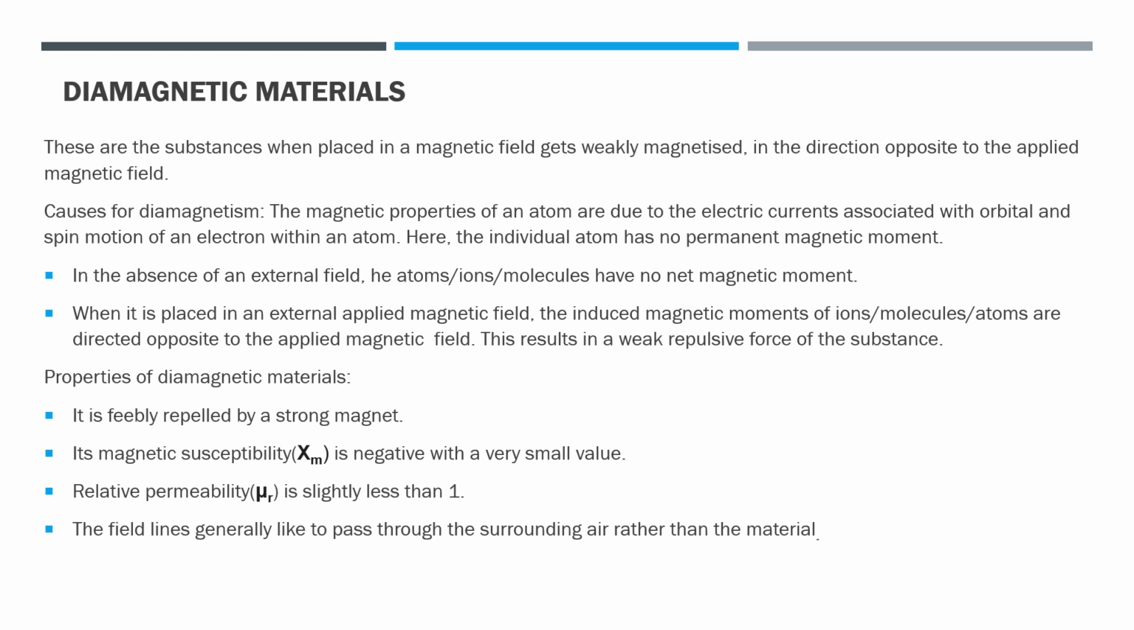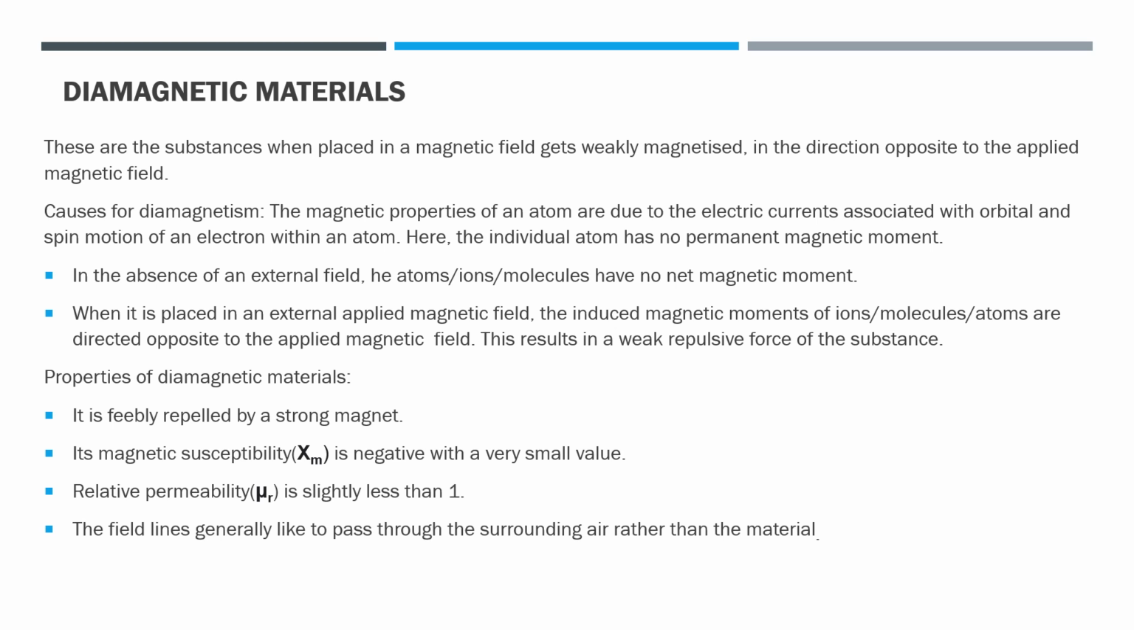Here the individual atom has no permanent magnetic moment. This is due to the fact that each atom in diamagnetic materials has an even number of valence electrons and there are no magnetic moments in the atomic level. This is because the spins of the electrons are arranged opposite to each other, thereby cancelling each other out.